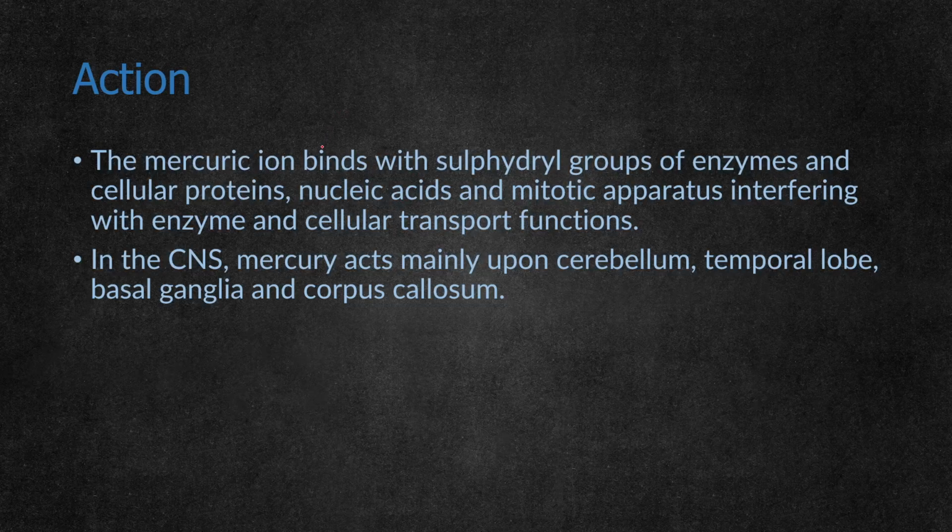Coming to the mechanism of action, mercury binds with sulfhydryl groups of enzymes and cellular proteins, nucleic acids, and mitotic apparatus, interfering with enzymes and cellular transport functions, leading to cell death. In the CNS, it acts mainly upon the cerebellum, temporal lobe, basal ganglia, and corpus callosum.